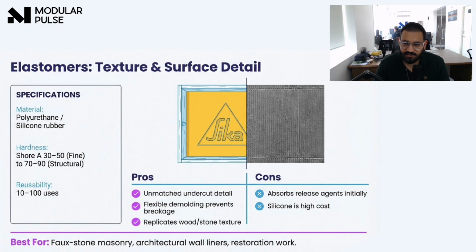Sometimes the challenge isn't shape, it's the texture. If you want a wood grain finish or a chiseled stone look, you cannot mill that into the hard mold. You would never be able to demold it.